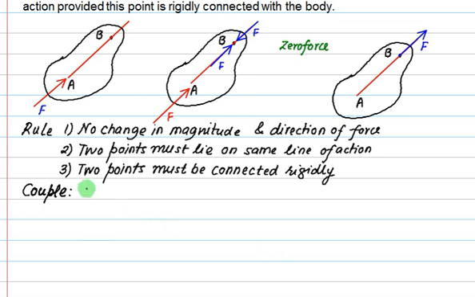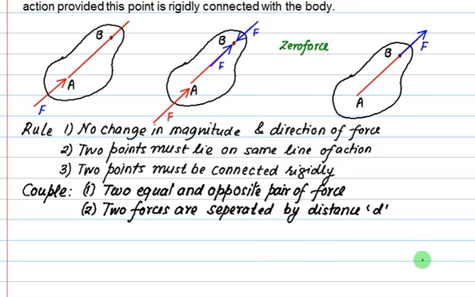A couple is normally constituted by two equal and opposite pair of forces. So we must have a pair of forces and the two forces are separated by distance d. In that case, they will constitute a couple, and the effect of a couple is to rotate the body. That is a pure rotational effect, no translational effect.